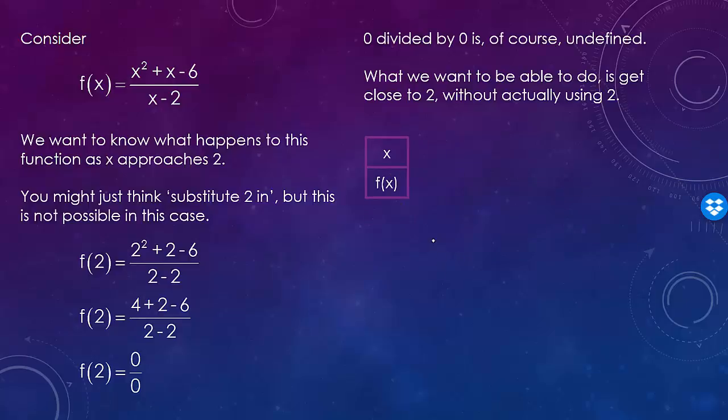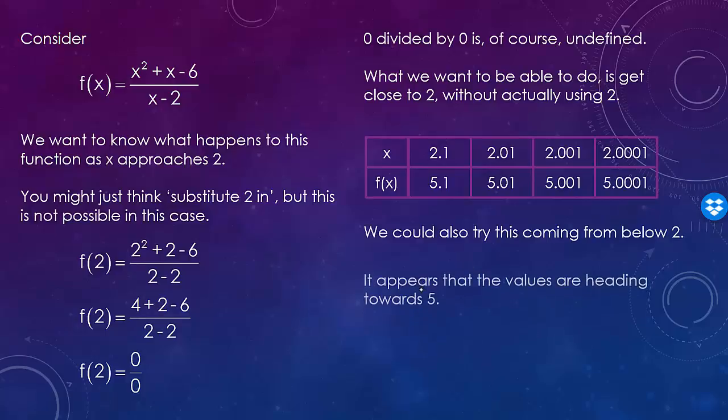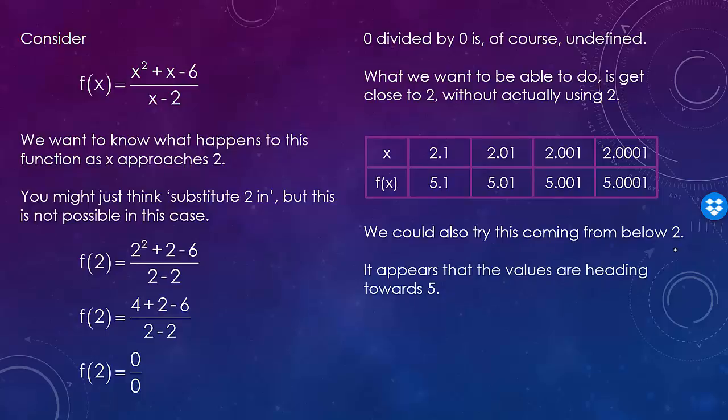So let's use a table of values to do that. So I've got x and I've got f of x. And let's start with 2.1. If we substitute 2.1 into here and evaluate, we get 5.1. Now let's get closer, 2.01, and that gives me 5.01. 2.001 gives me 5.001. And that pattern seems to continue. We could also try coming from below 2. It appears that the values are heading towards 5.